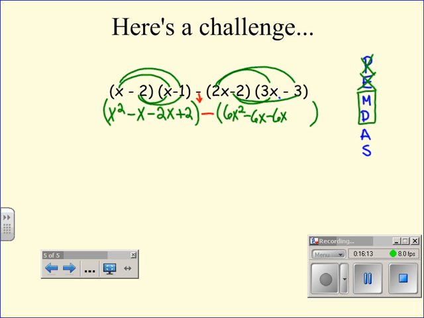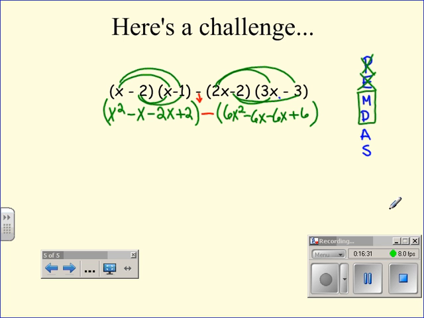And negative 2 times negative 3 will be positive 6. Before I deal with that minus sign, I'm going to go in and simplify both of my polynomials, and I'm going to keep them in the parentheses while I do that.